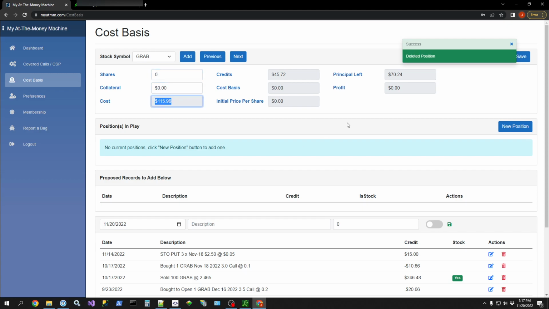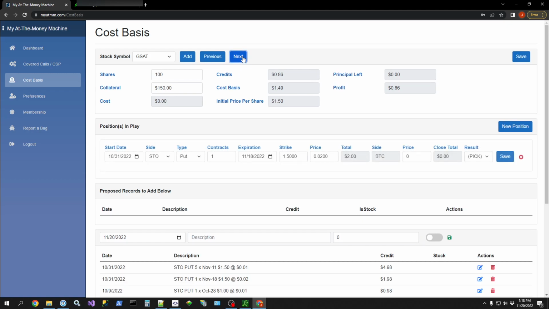Clear out the collateral again on this one. Now see, on this one, I haven't made enough credits to overcome the cost because it's just not paying a lot. Not a lot of options on this one, so I'm still pretty much negative on this one, $70. So I don't know if we'll go back into that one or not. We'll see. Let's just keep on going.